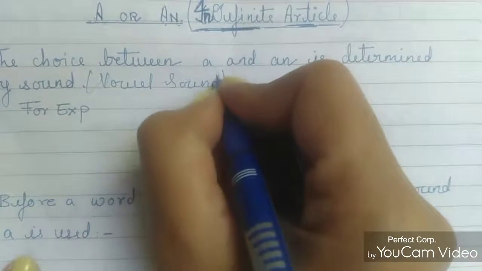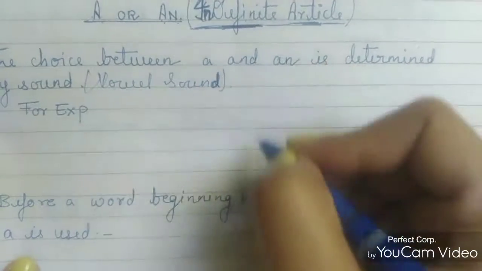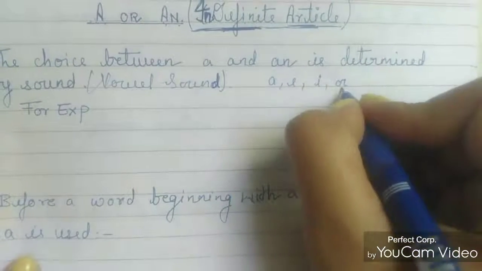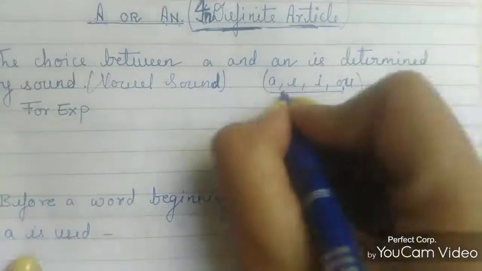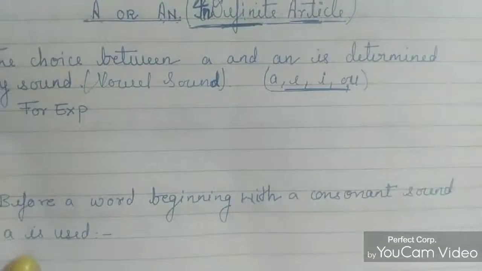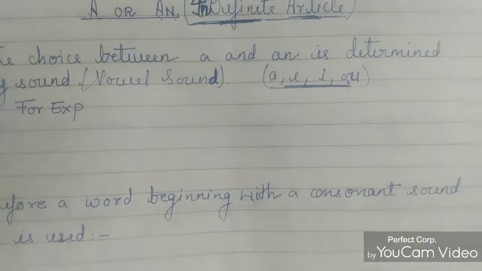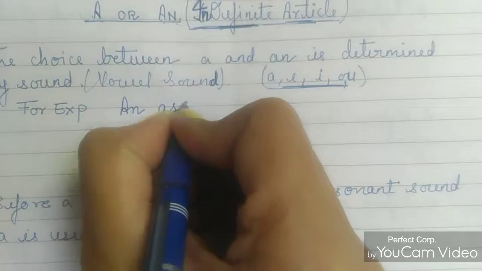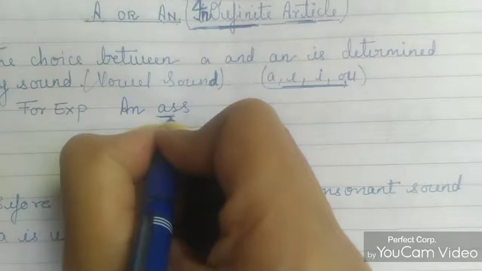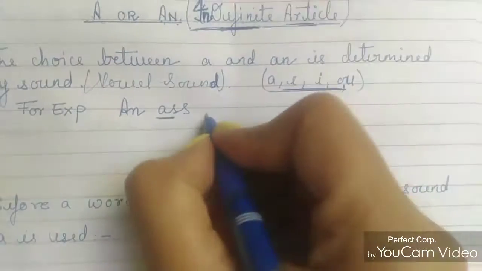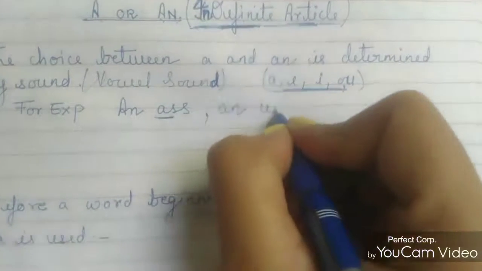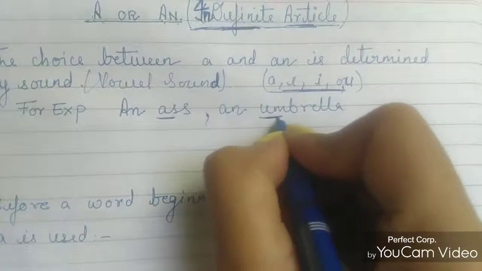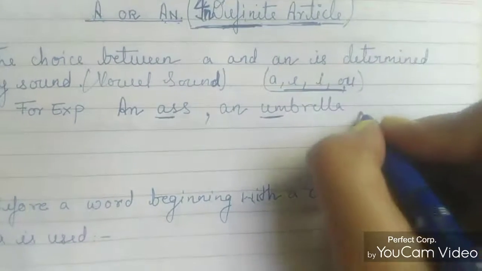Okay. So I am talking about vowel sound, not the vowel letters a, e, i, o, u. These are vowels. So the sound should be a, e, i, o, u, not the letters. Like if I take an example, I say an umbrella.